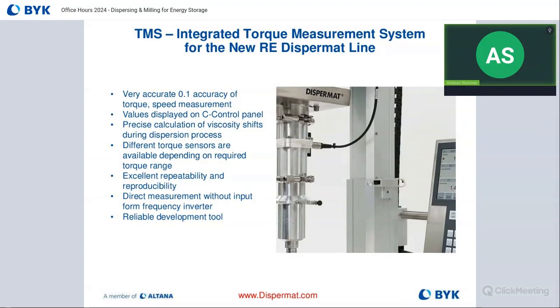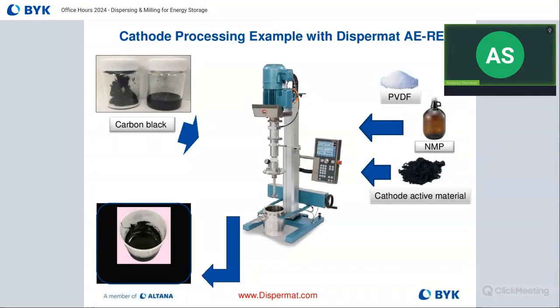So here's just a quick slide about that torque measurement sensor. That is an optional module that you can acquire. It's basically not a calculated value when we measure the torque. We actually measure it. So we don't use the frequency inverter to calculate it. We really have a sensor that plugs into our shaft, and it has a very tight accuracy of 0.1 Newton meters. All the data will be displayed on the actual control panel so you can see how your viscosity is shifting during the dispersion and milling process. Of course, torque value is an indirect measurement of viscosity and can be very helpful in understanding how well you're processing your material. So that's just one of the new developments that we offer with the TMS sensor.